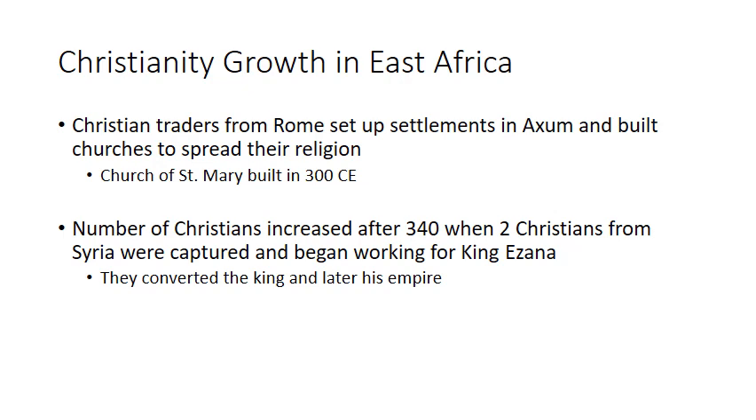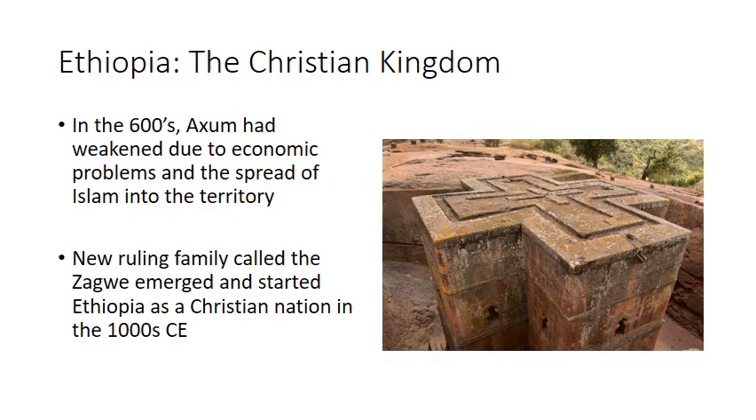The number of Christians increased after 340 CE when 2 Christians from Syria were captured and began working for King Ezana. While working for him, they converted the king and later his entire empire to the belief of Christianity. The country of Ethiopia was established as a Christian kingdom.